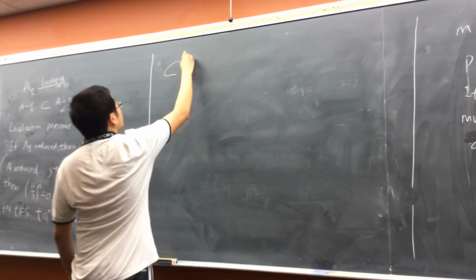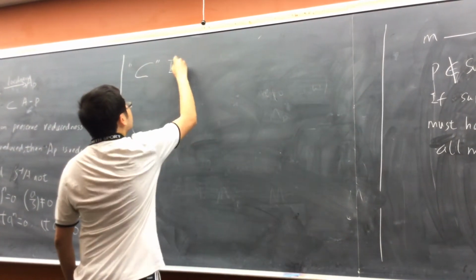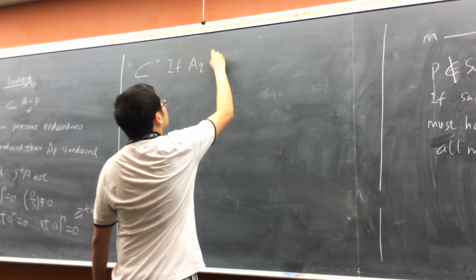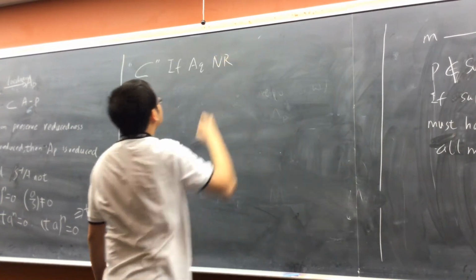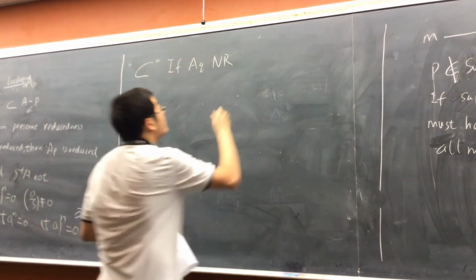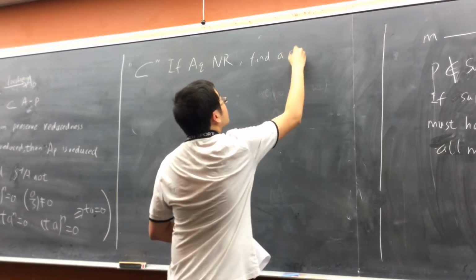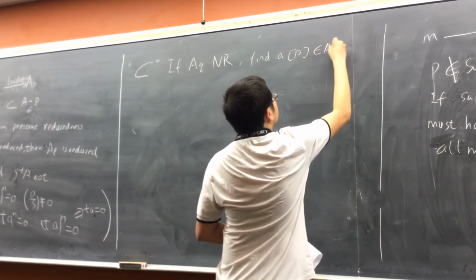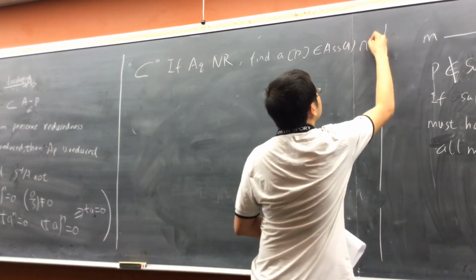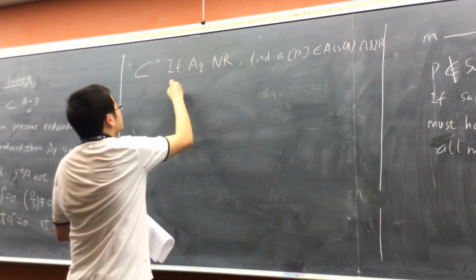And then for the other direction, if AQ is non-reduced, let's just say this. If AQ is non-reduced, we want to find a P in the associated points that is also non-reduced, such that Q is in the closure of P.